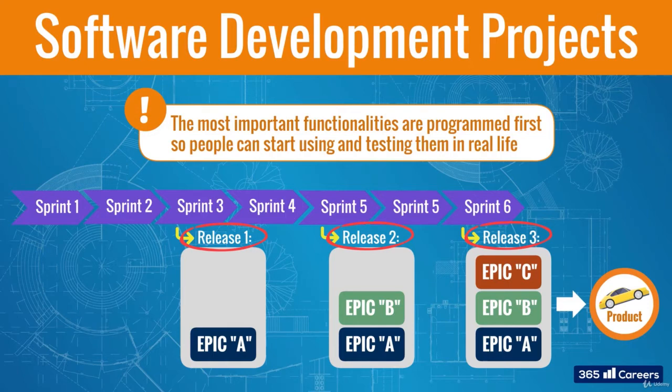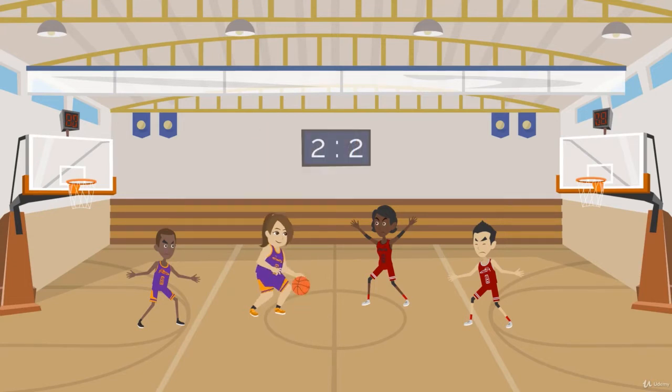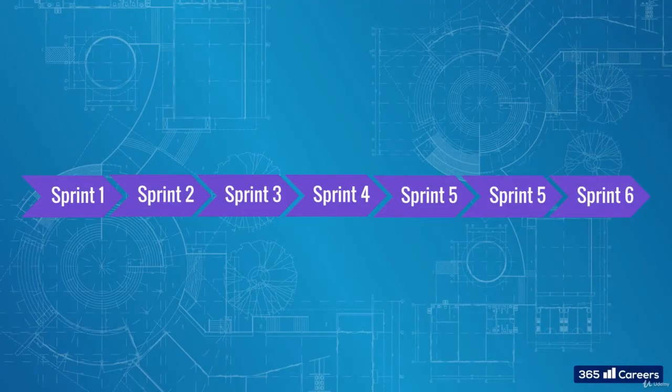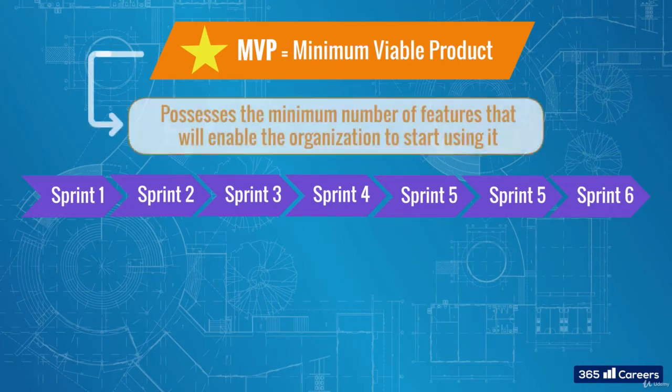Alright, it's a good moment to introduce another very important concept. Have you heard the abbreviation MVP? If yes, you most probably associate it with sports, where MVP stands for the most valuable player. In Scrum projects, on the other hand, MVP stands for the minimum viable product. As the name suggests, this refers to this early version of the product, which includes the most important functionalities and capabilities to make the product viable or usable in practice. The MVP possesses the minimum number of features that will enable the organization to start using it, even if there is more work to be done.